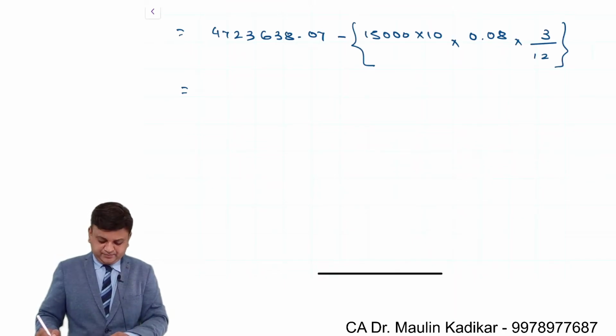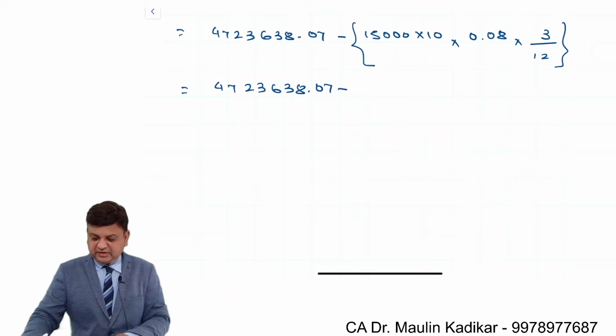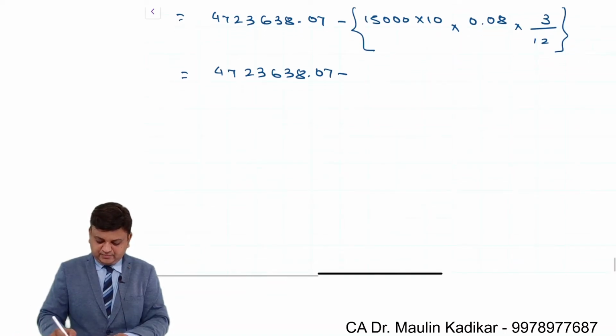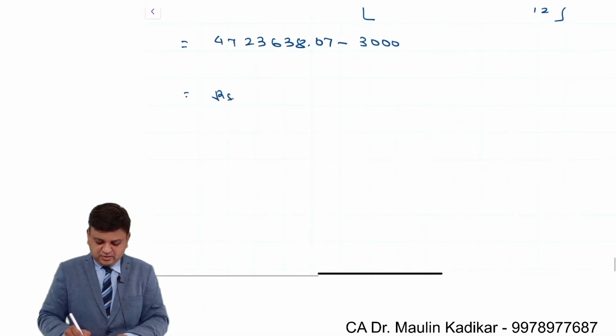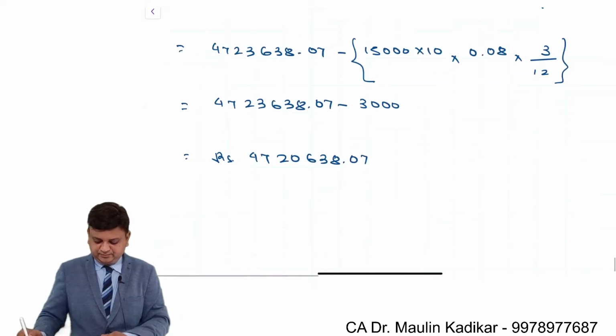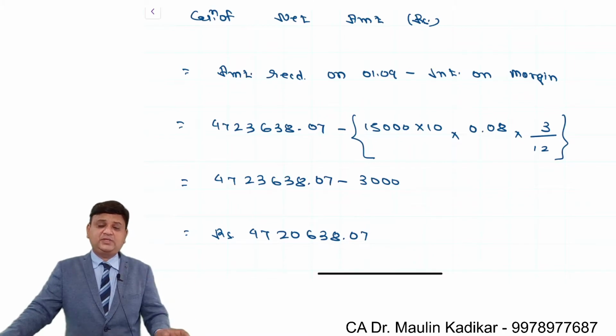That is the way we are supposed to make the computation of the interest on margin. So it is 47,23,638.07 minus 1,50,000 into 8% into 0.25. That comes to an amount of 3,000. So it comes to rupees 47,20,638.07. Now this is required to be compared with the earlier two alternatives, and we are going to select the alternative which is going to give us the maximum amount.